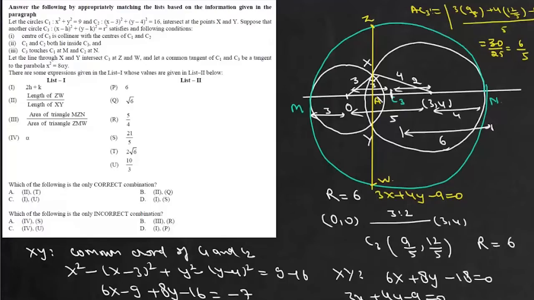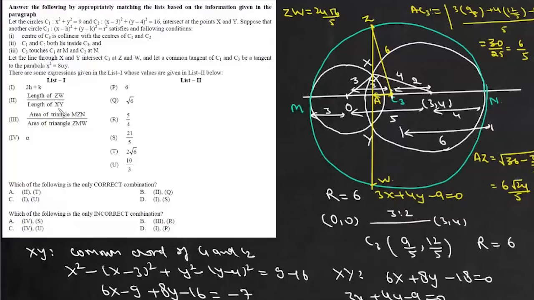And once we have this AC3, we can find length of AZ, because this radius is 6 units. So this AZ will be under root of 36 minus 36 upon 25. So there will be 6 root 24 upon 5, and ZW is 2 times of AZ. So ZW will be 12 root 24 by 5, that is 24 root 6 by 5.